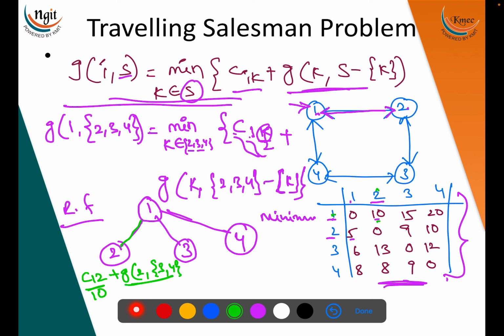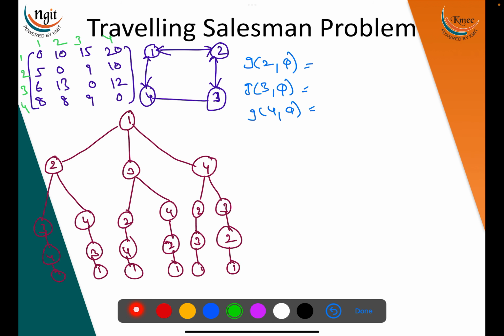Again, to get this value, you have to draw a recursive tree from 2 to visit 3 and 4. So 3 will come here and 4 will come here. So we'll take one more slide. Now let's see here. These are the possible permutations for this graph. That is, he can go 1 to 2 or 1 to 3 or 1 to 4. Depending upon the minimum cost, he'll choose to travel.